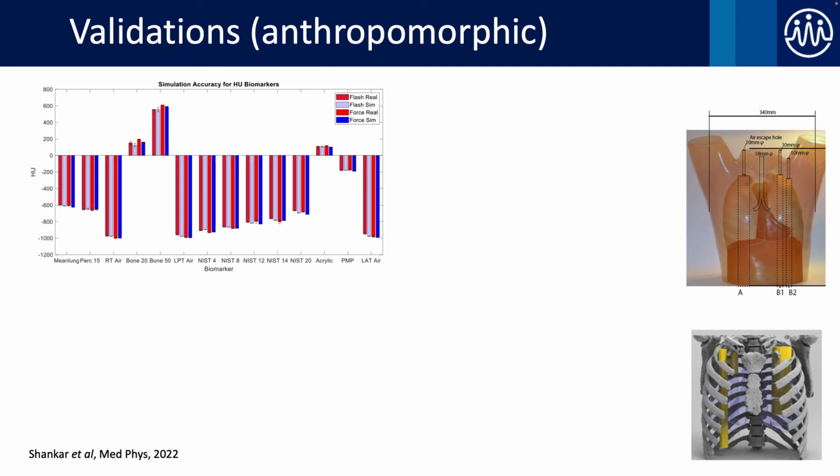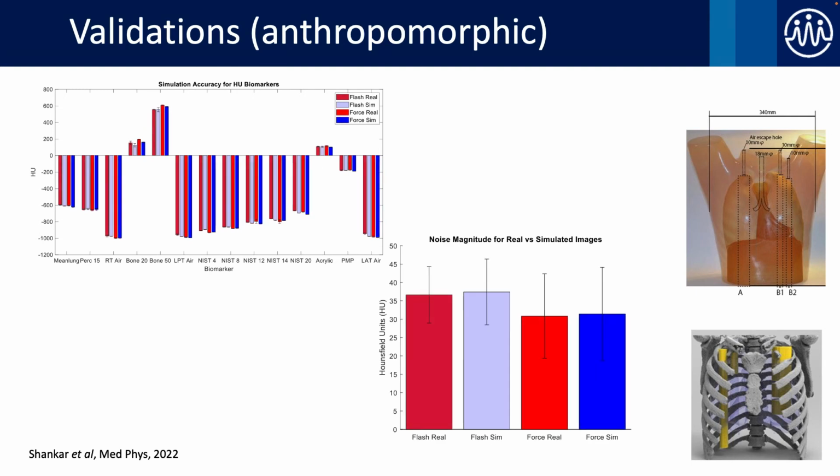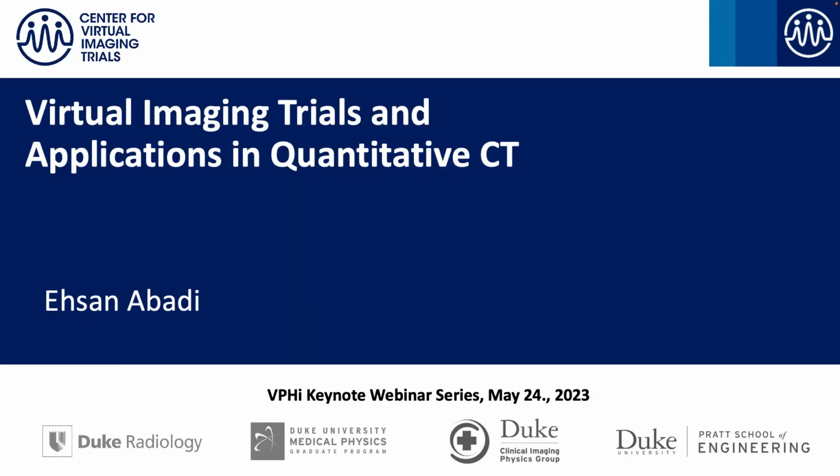Again, red is real data, blue is simulated data, and these are for two different energy integrating scanners. The results are HU values you saw, and now I'm showing also the noise magnitude of them. Again, it highlights that even in an anthropomorphic condition, we can replicate a real experiment.